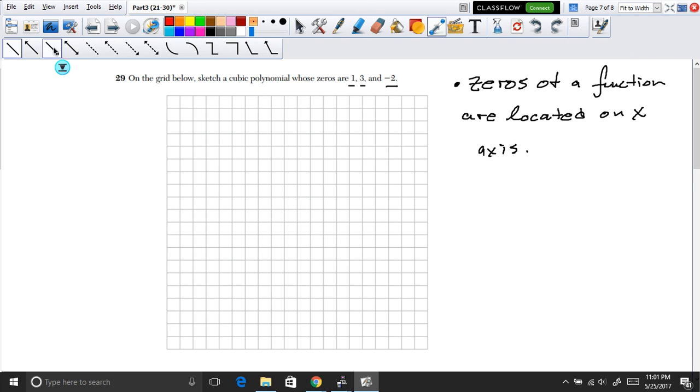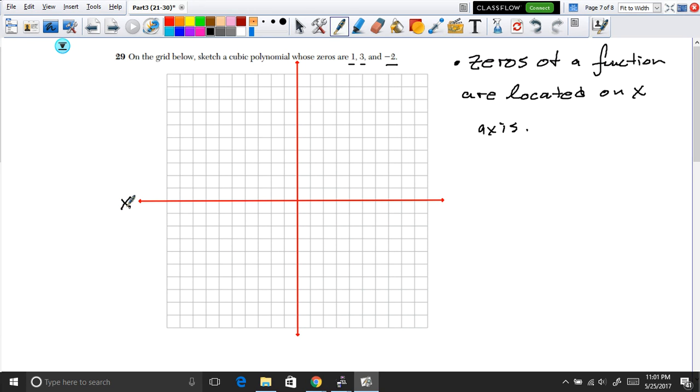Okay, so let's make our grid. All right, so let's just say this is our grid. This is the x-axis. This is the y-axis. Notice here that they tell you your zeros are 1, 3, and -2. So that means that on my x-axis, I'm going to have 3 points. I'm going to have a point when x equals 1, a point when x equals 3, and a point when x equals -2. Those 3 points are my zeros, and because they are my zeros, they're going to be located on the x-axis.